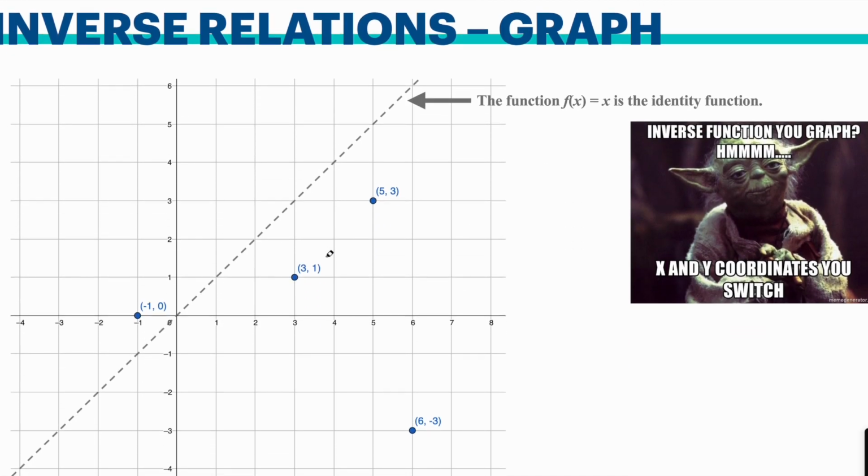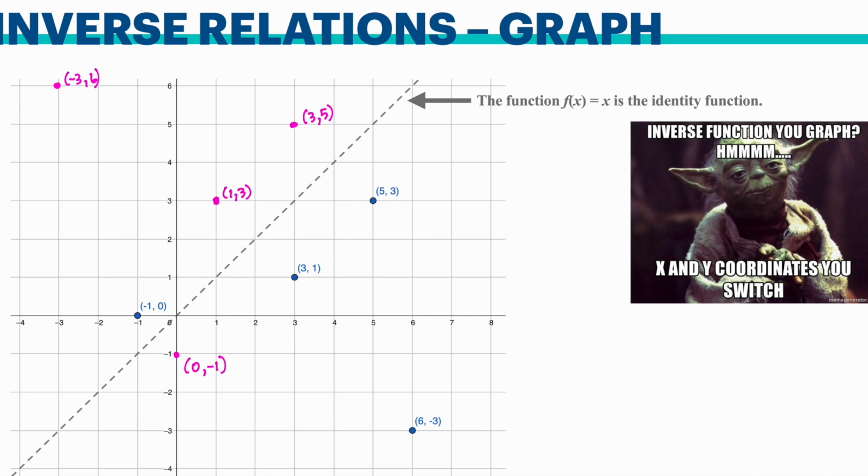On a graph, the same thing would happen. So for example, if your point was -1, 0, then the new point would be 0, -1. You completely swap x's and y's. So if this is 3, 1, then it becomes 1, 3. If this is 5, 3, this becomes 3, 5. And if this is 6, -3, this becomes -3, 6.